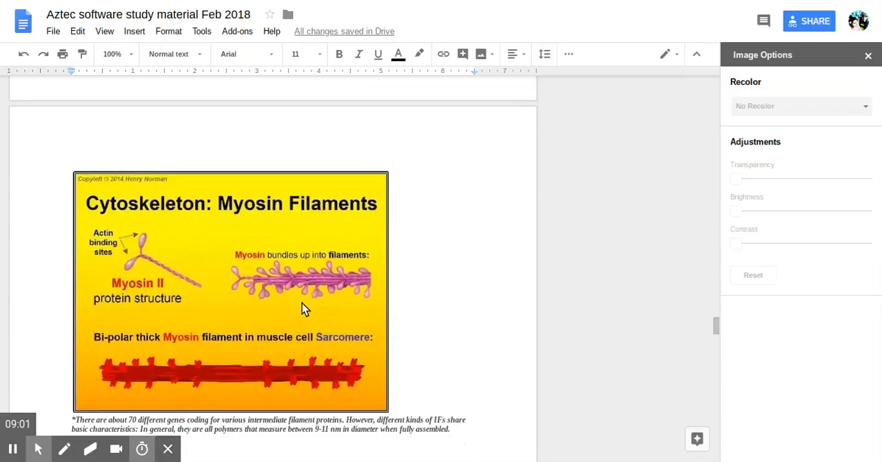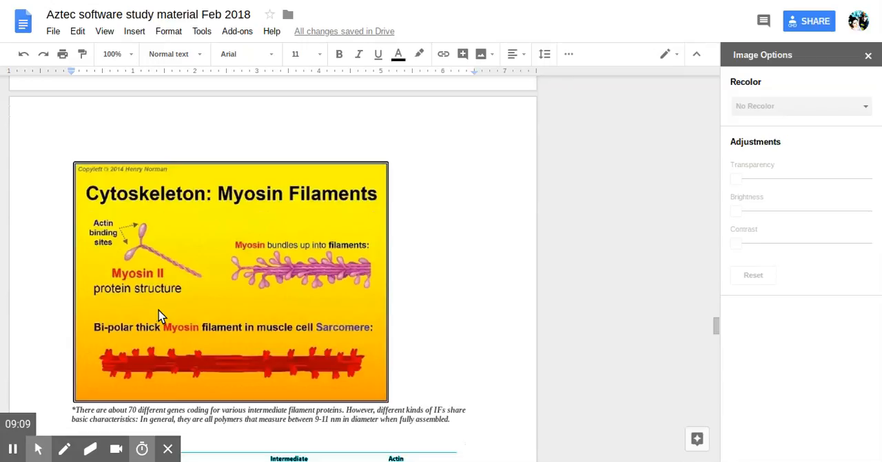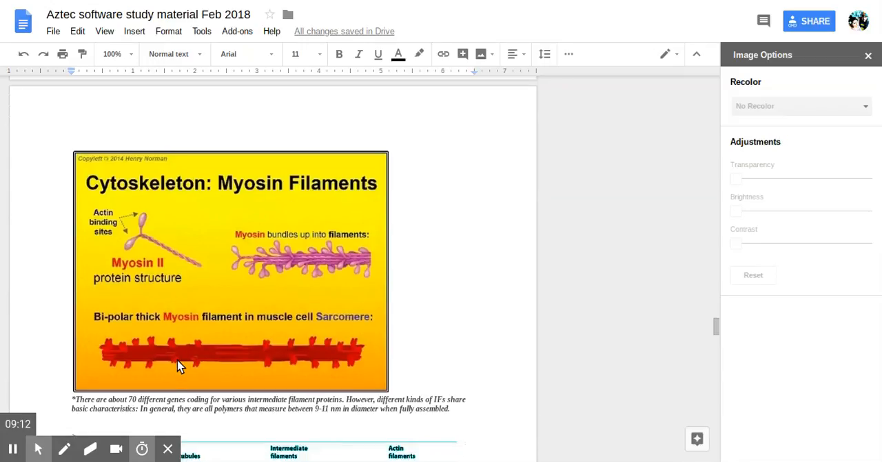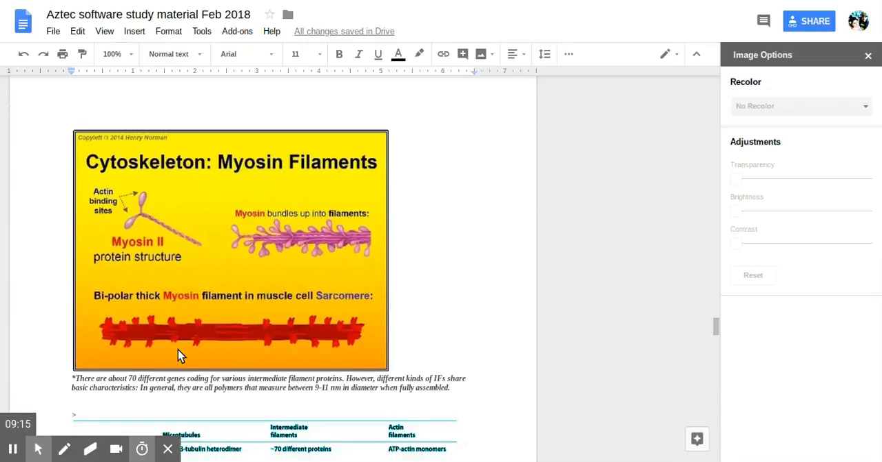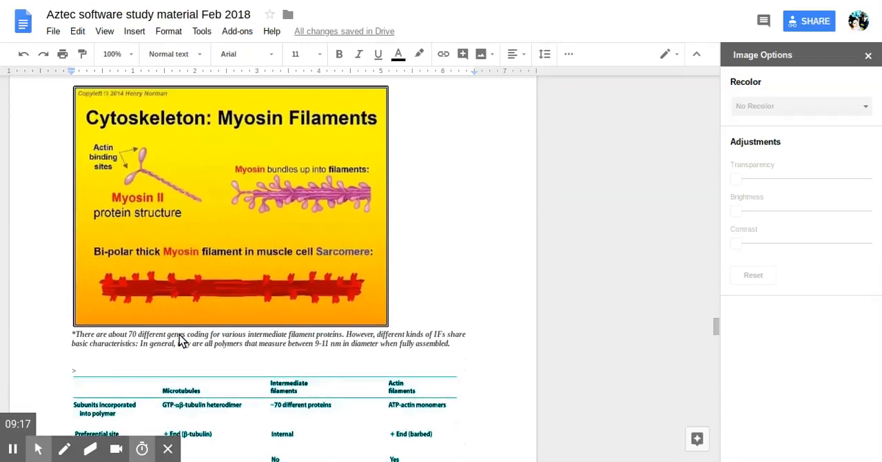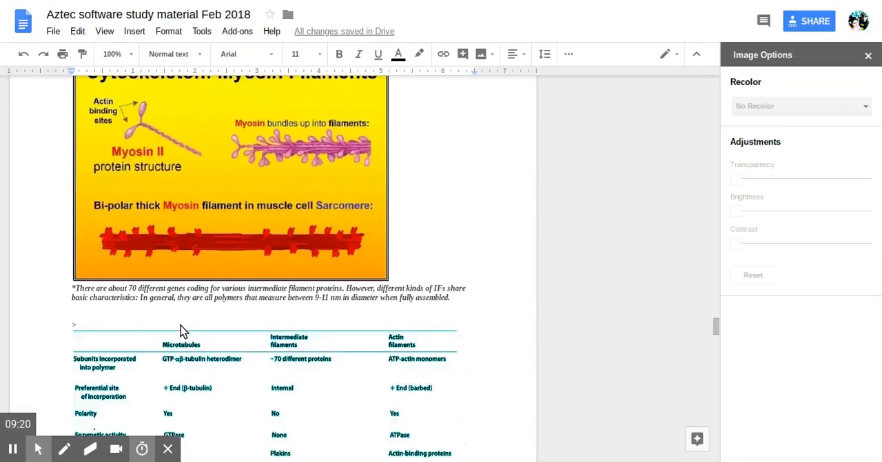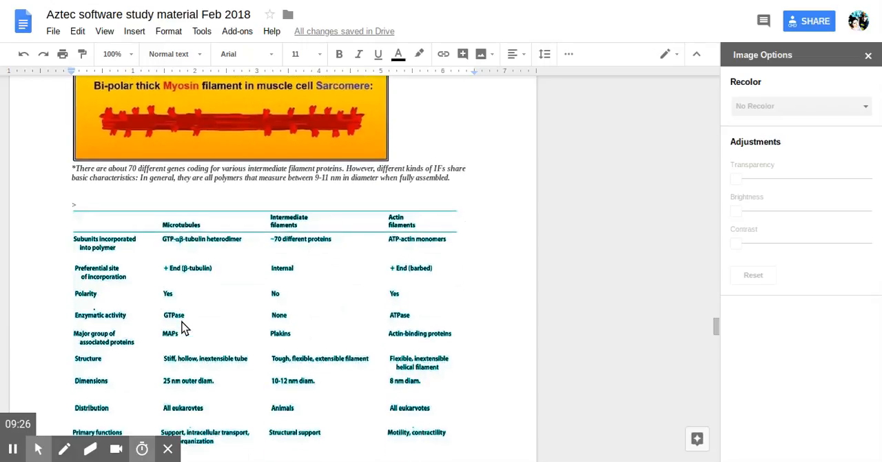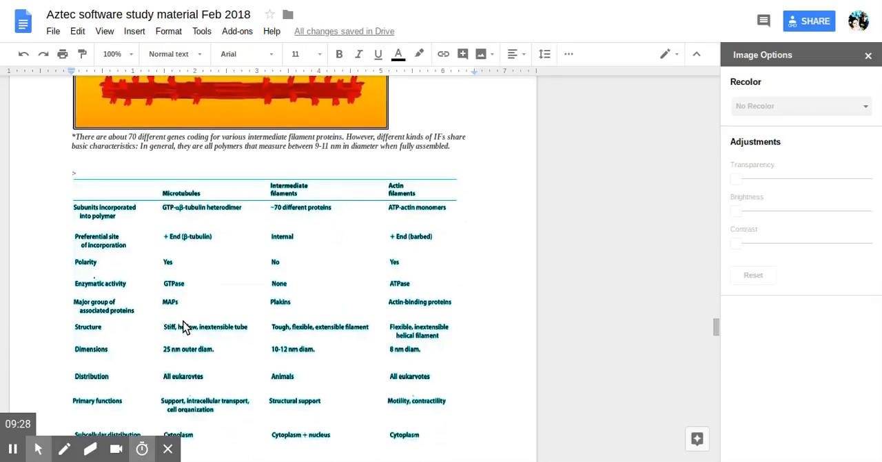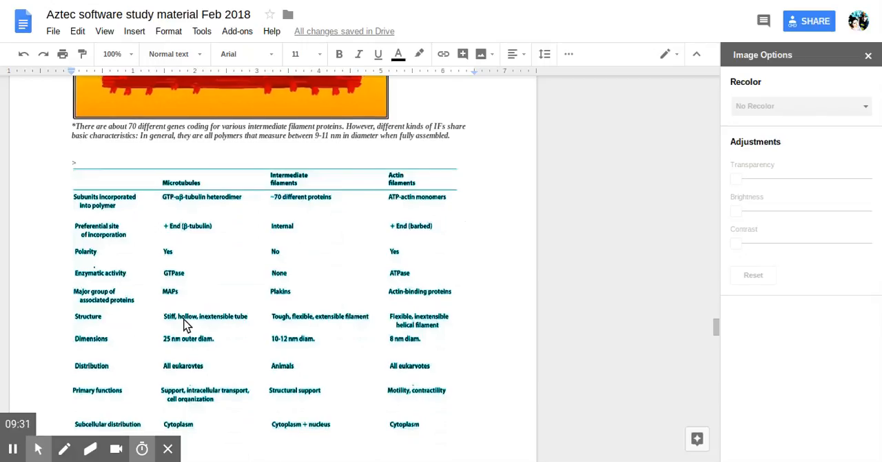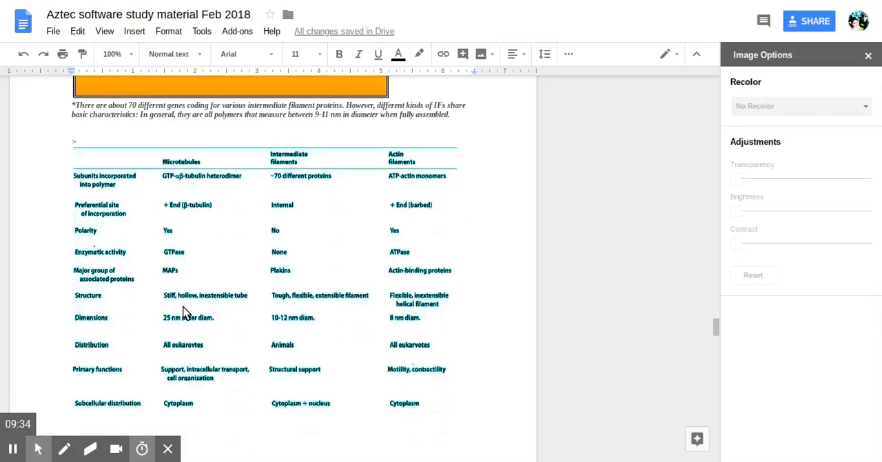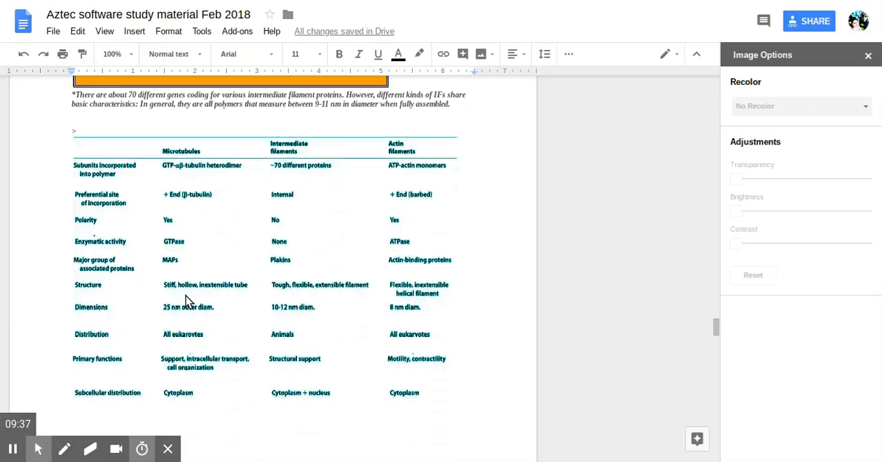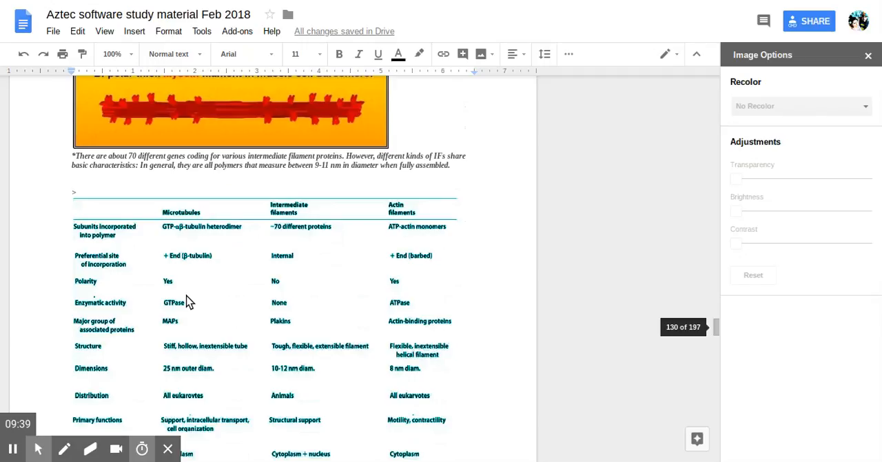And then myosin, so they're a different kind, also in filaments. That's the structure. It says bipolar thick myosin filament in muscle cells is shown, in muscle cells called the sarcomere. And it says there are 70 different genes coding for various intermediate filament proteins. However, different kinds of intermediate filaments share basic characteristics. In general, they are all polymers that measure between 9 and 11 nanometers in diameter when fully assembled.